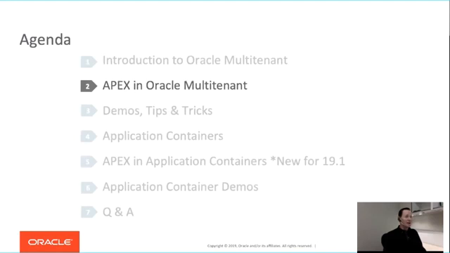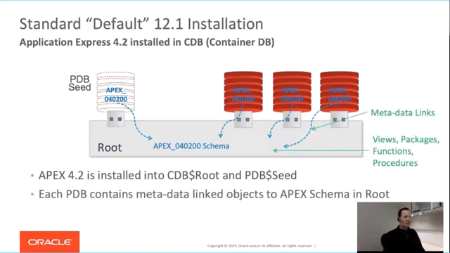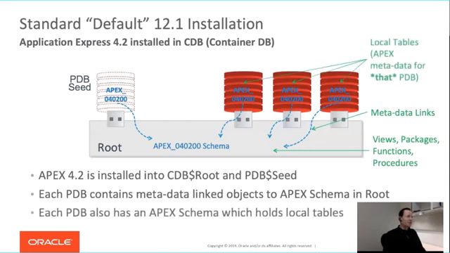So let's talk about Apex in Oracle Multitenant. So the standard default installation in 12.1, when the multitenant feature was first introduced, was to have Application Express installed common, so the Apex user was a common user. If you think back to that user slide that I had. And then each PDB contained metadata links back to the application root in CDB$root. So your PL/SQL packages and all that were just really pointers back to the root. But each PDB also had its own Apex schema, which had tables that held local data. So in that respect, each PDB was its own unique instance of Application Express.